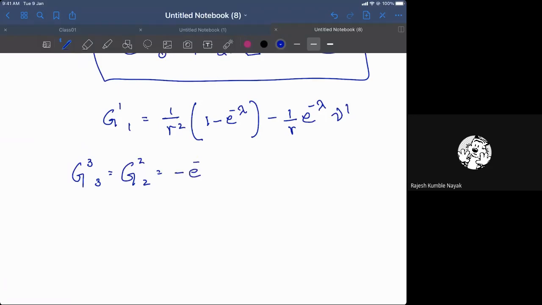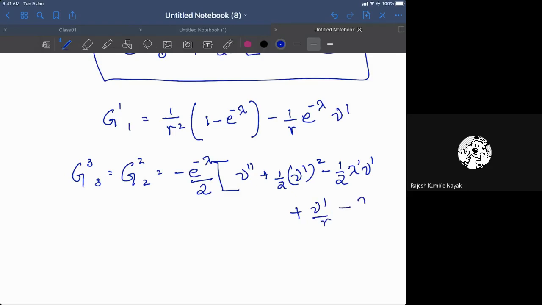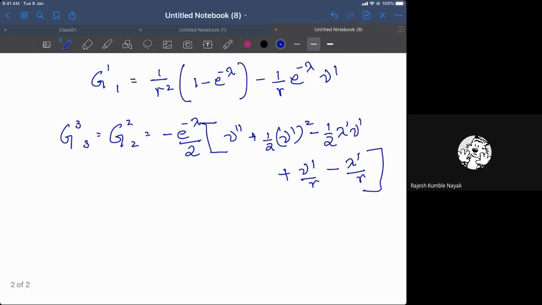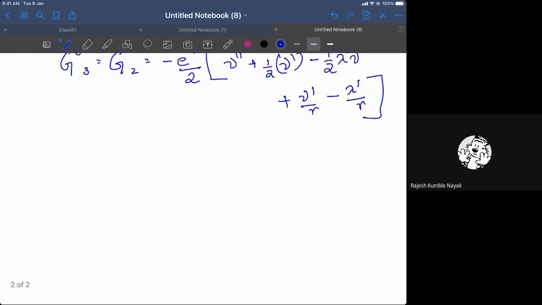So you can write that as minus lambda by 2 into mu double prime plus half into mu prime square minus half lambda prime mu prime plus nu prime by r minus lambda prime by r. So this is the expression. Here we have the complete Einstein tensor.